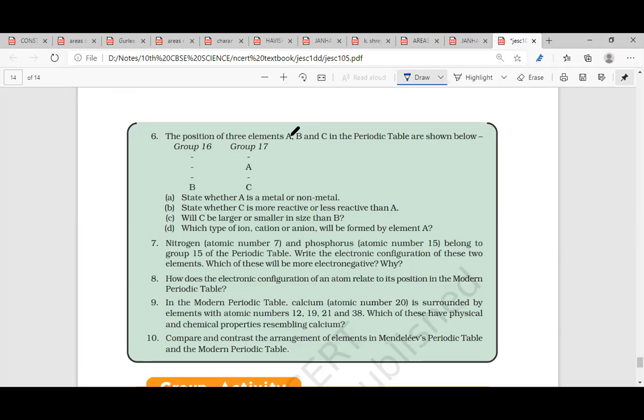How does the electronic configuration of an atom, nitrogen atomic number 7, phosphorus atomic number 15, belong to group 15 of the periodic table? Write the electronic configuration of these two elements. Which of these is more electronegative and why?